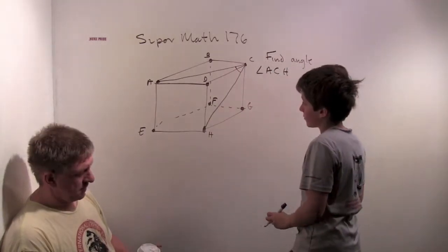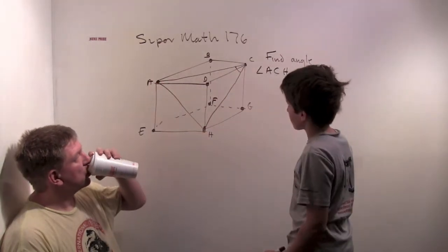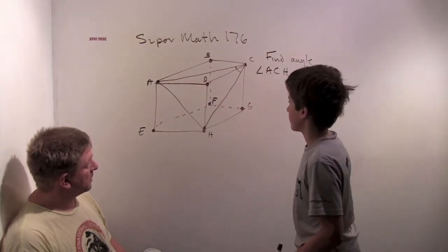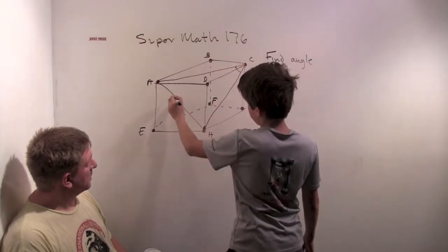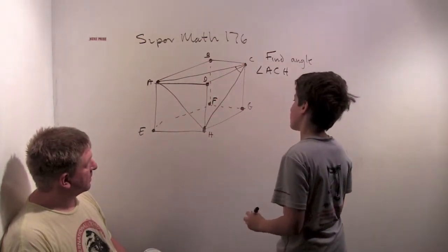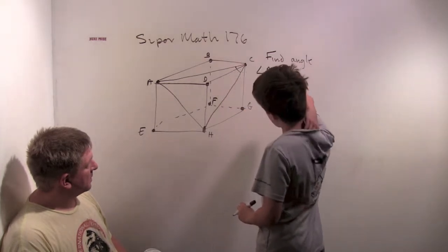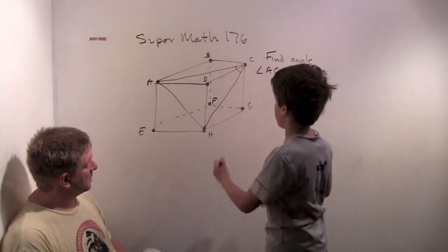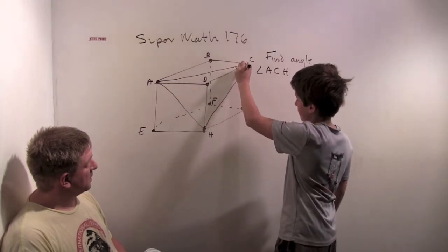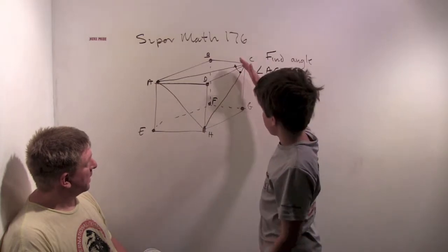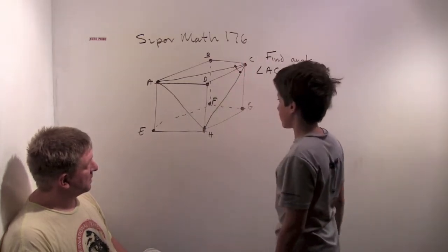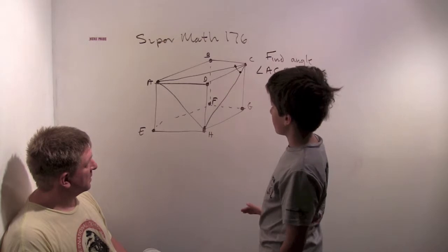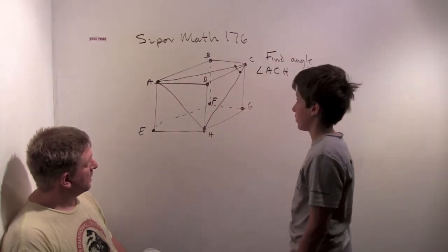Well, the first thing I noticed, if I draw this other side in, is we have an equilateral triangle, since this is a cube. So all of these are the same length. The angle ACH is the line from line CH to line CA. It looks to me like it could be 60 degrees, because we have a triangle where all the lengths are the same length.